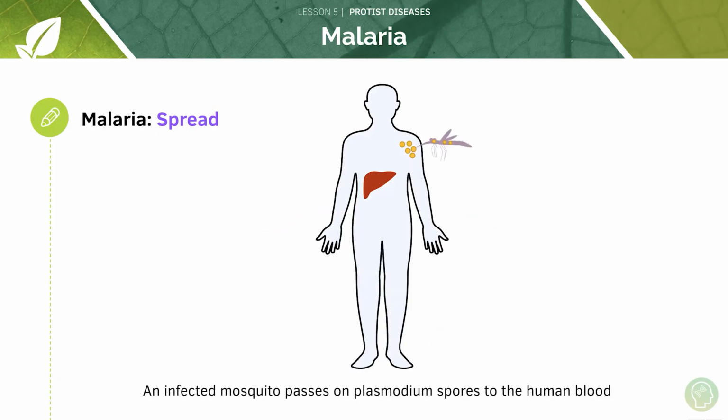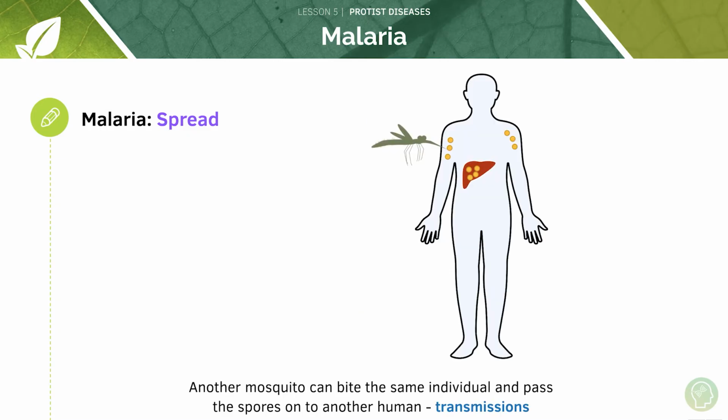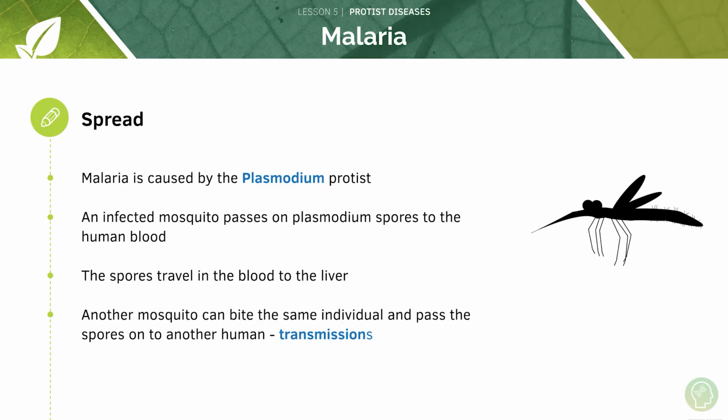As I said, an infected mosquito with the Plasmodium spores in it will suck the blood of person A and subsequently transfer these spores unintentionally from themselves, from their mouth tube, into the person's bloodstream. The spores will travel in the blood to the liver and infect red blood cells, and another mosquito can bite the same individual and pass the spores on to person B. That's how transmission occurs. So as I said, malaria is caused by the Plasmodium protist, and it's the infected mosquitoes that act as the vector.